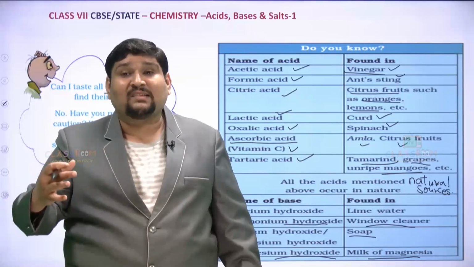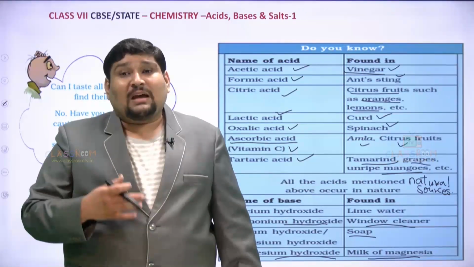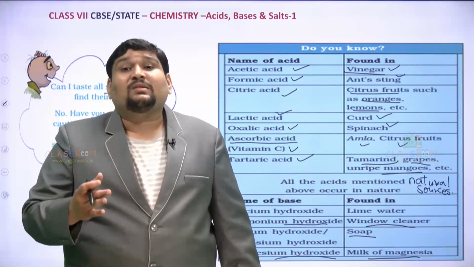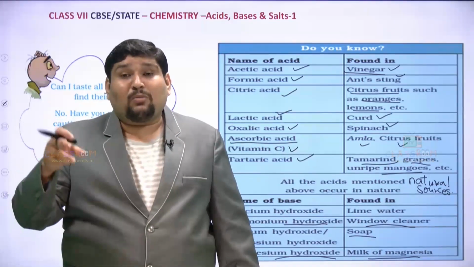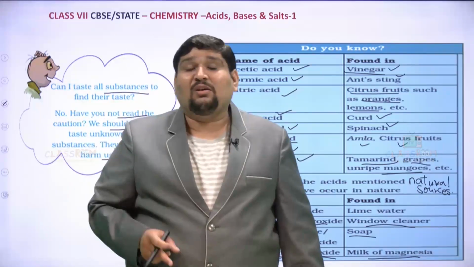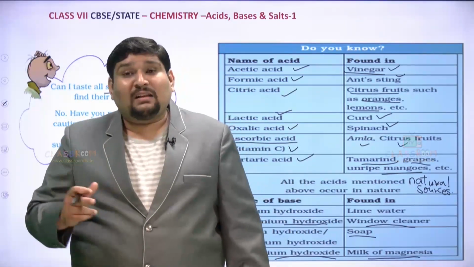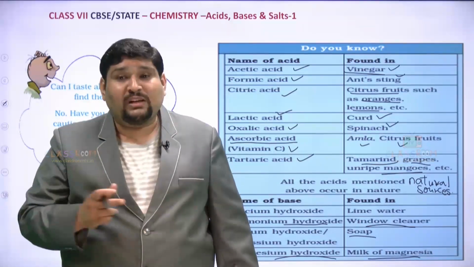In our next class, we are going to continue our chapter where we classify unknown substances as acids and bases depending upon the different types of indicators which we are going to learn in the content of your chapter. So till then, keep watching our Classroom TV.